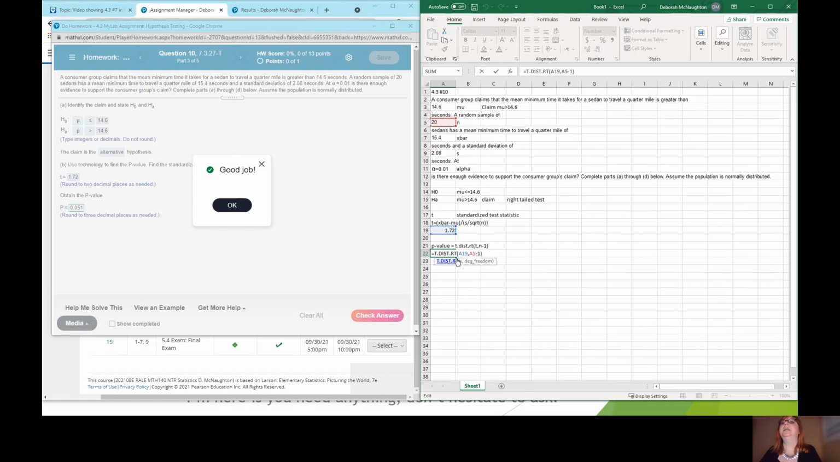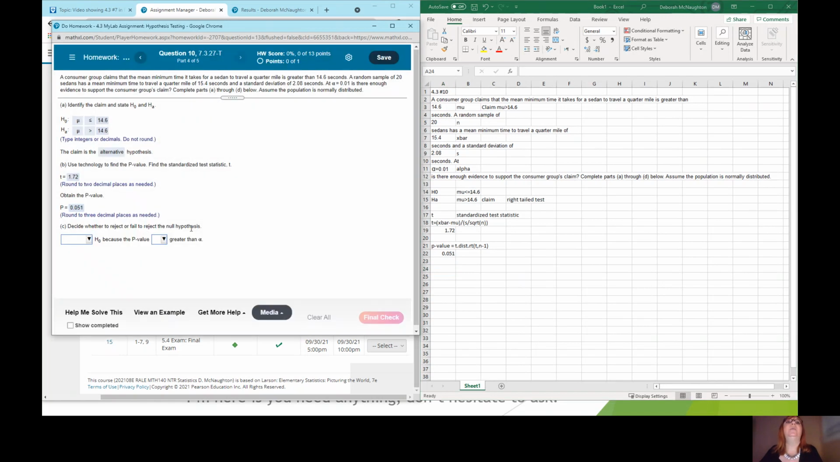So again, T.DIST.RT, because we had a right-tailed test, which is based on the alternative hypothesis. So if the alternative is less than, you have a left-tailed test. If it's greater than, you have a right-tailed test. And if it's not equal, you have a two-tailed test. So this is a right-tailed test. So then again, we use the T value and n minus 1 as the degrees of freedom in our calculation.